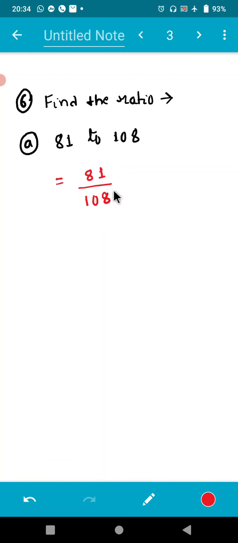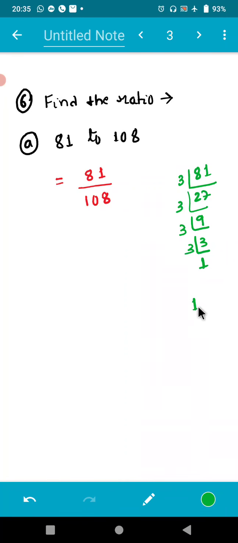If you know the reducing part, it is okay, but suppose any student is finding it a little difficult, what they can do is go for a prime factorization of 81. So we know that 81 is divisible by 3: 3 27s are 81, 3 9s are 27, 3 3s are 9, and 3 1s are 3. The same thing you will do with 108 as well.